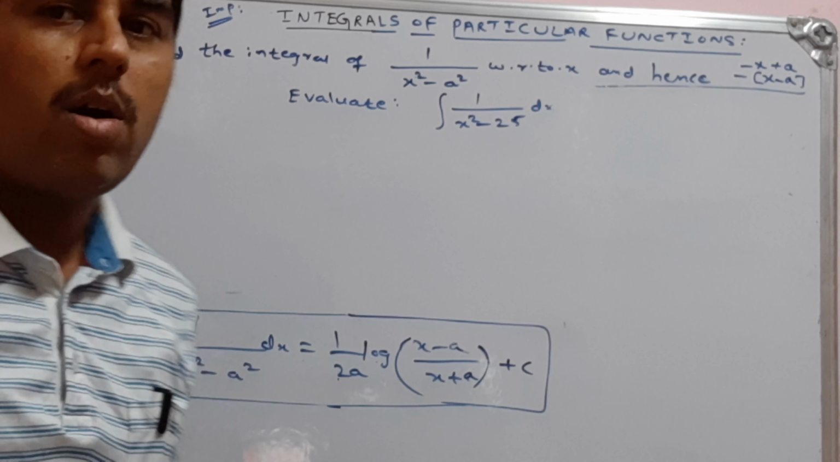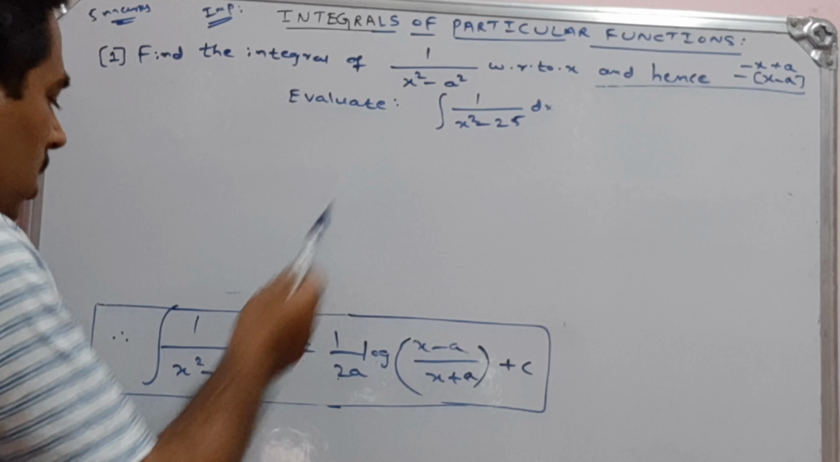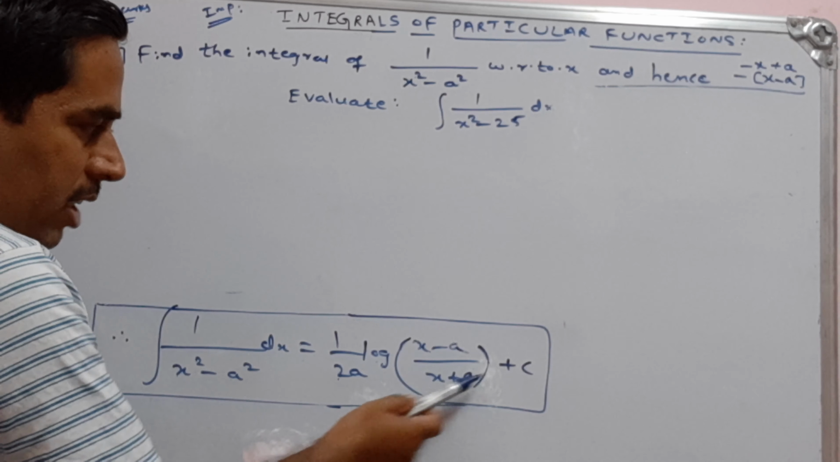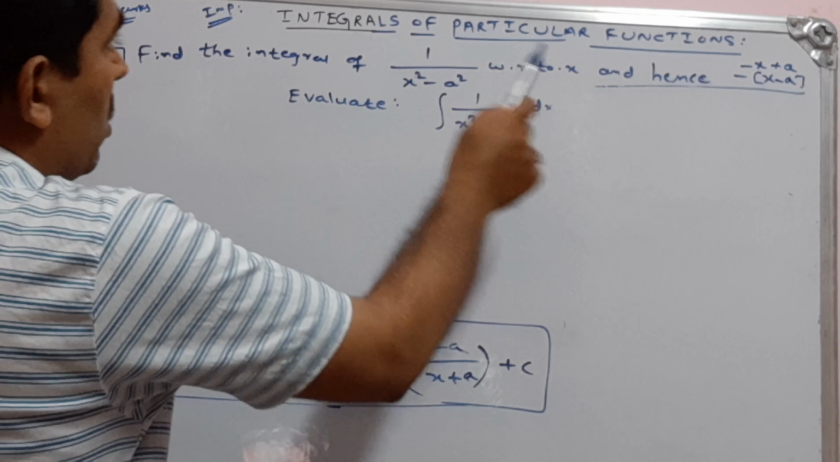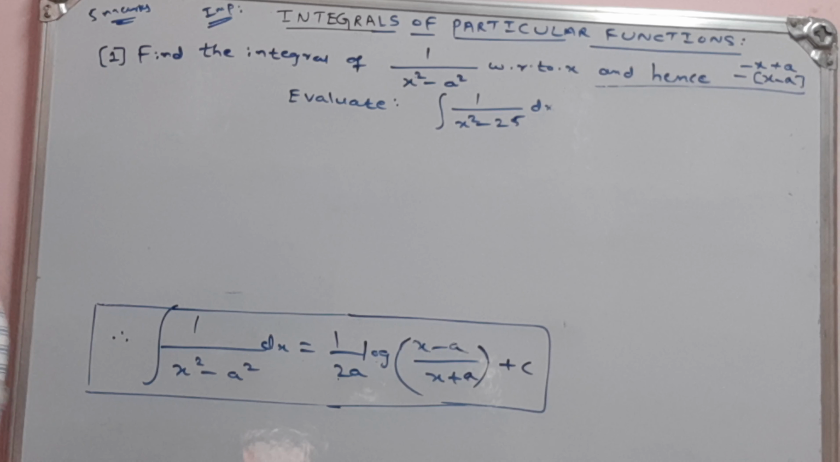In the last class we have derived one integral. The integral of 1 by x square minus a square is 1 by 2a into log of (x minus a) by (x plus a) plus c. This is one particular function. The question was, we have written the question here.